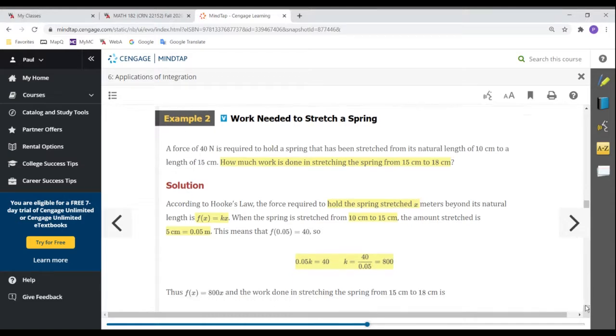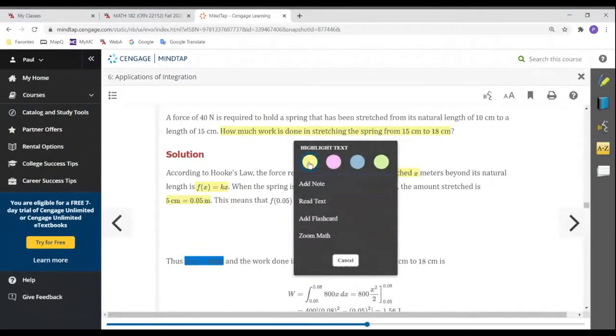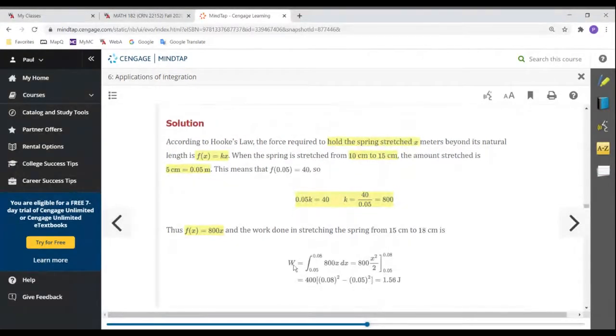Well, then the force, since K equals 800, the force required is going to be 800 times x, and you compute the work. So the work would be the integral of 800x dx from 0.05 to 0.08. So again, you're going from 15 centimeters to 18 centimeters. I have to be careful. You're stretching the spring from 15 centimeters to 18 centimeters.